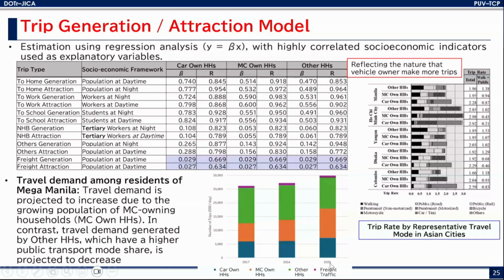And from this result, the number of trips from 2017, 2024, and 2035 can be estimated by the vehicle ownership groups. And you can see the larger portions are made by the motorcycle-owned households rather than the other household groups. And the motorcycle owners groups tend to rely on motorcycles, of course, rather than the public transport. So this result is expected to affect the future modal split in Mega Manila.